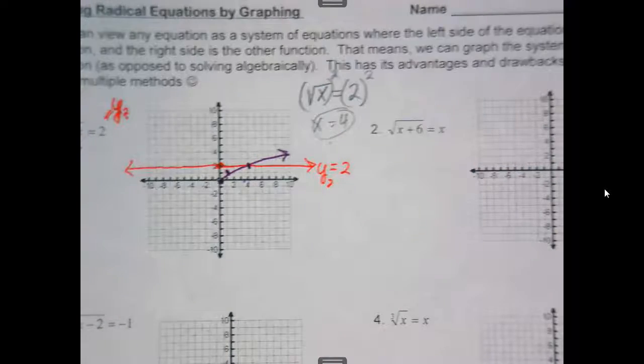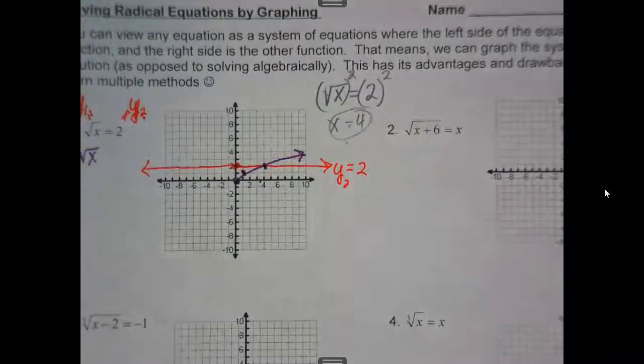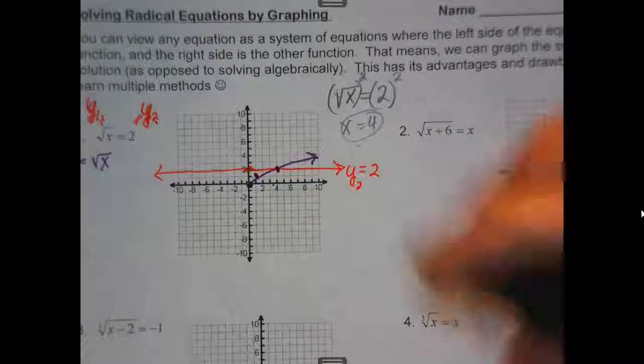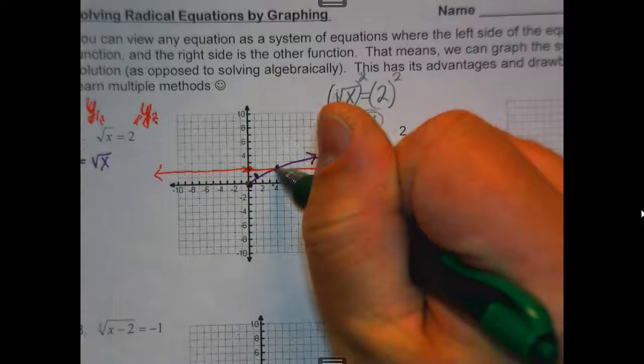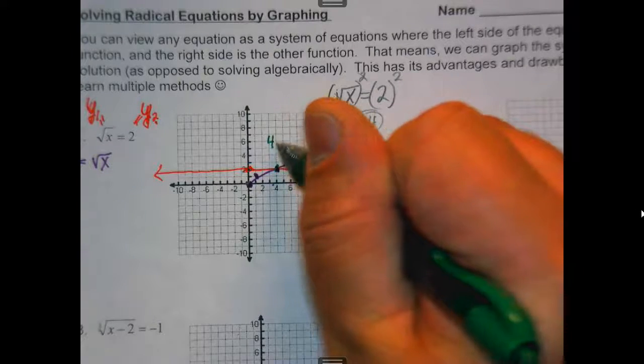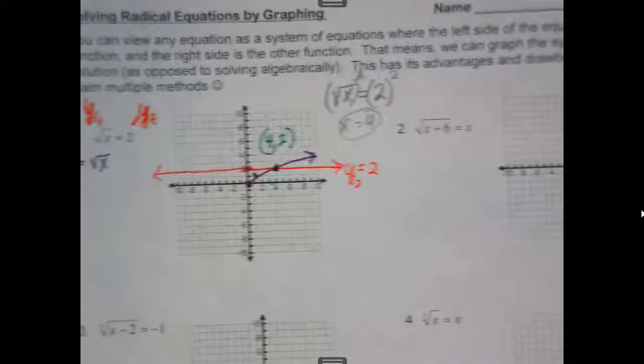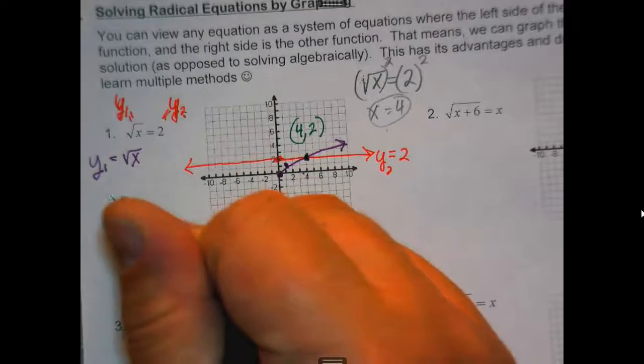And what do you think our answer is? We should get the same answer as algebraically. The intersection, this intersection point is 4, 2, right? So x equals what? 4.